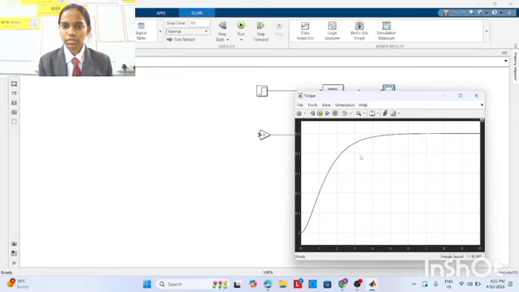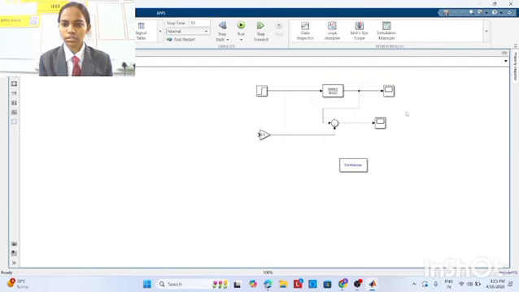The output starts from zero and increases gradually. In the beginning, the response is changing, which is the transient response. After some time, the curve becomes constant at 0.5, which is the steady state response. The curve is smooth with no oscillation, so the system is stable.